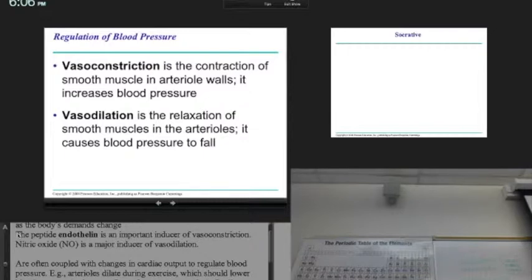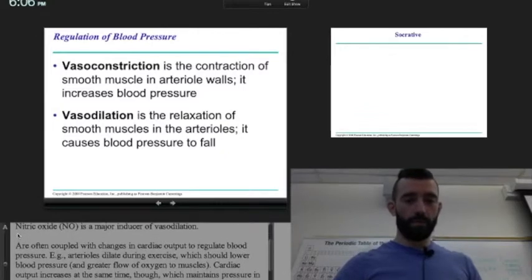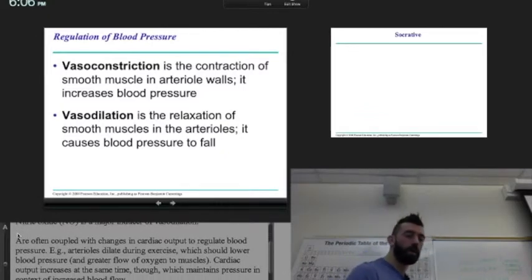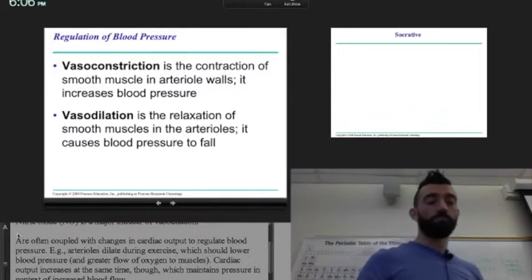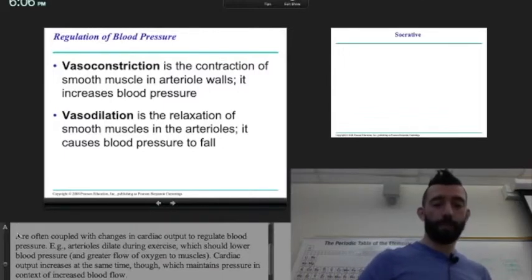So your body can regulate vasoconstriction and vasodilation using nitric oxide and endothelin. It can couple those with heart rate and cardiac output in general to regulate blood pressure.